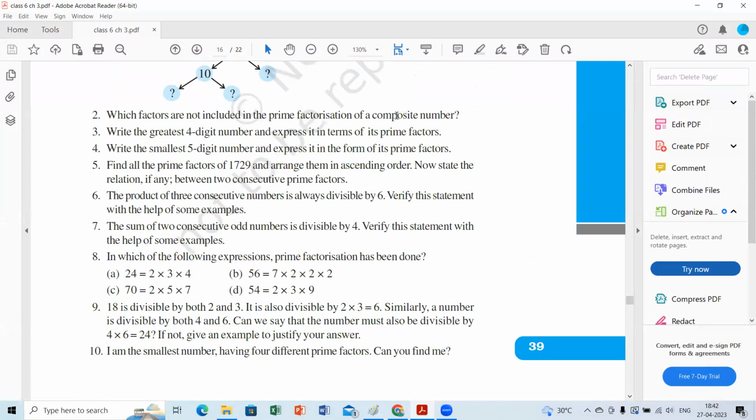Today, what are the takeaway points of today's class, children? One is co-prime numbers and composite numbers. Are consecutive numbers co-primes? That's my question to the class. Are consecutive numbers co-primes? Yes, ma'am. Very good. All consecutive numbers are co-primes. What is the HCF of consecutive numbers? 1. Very good. That's a very important point.